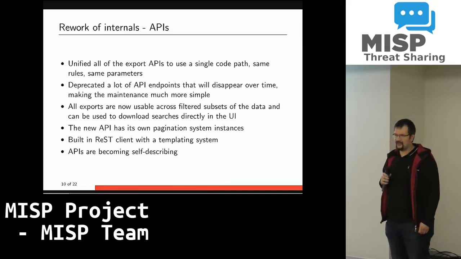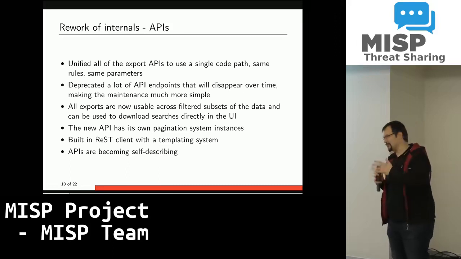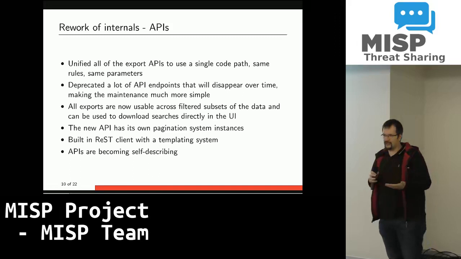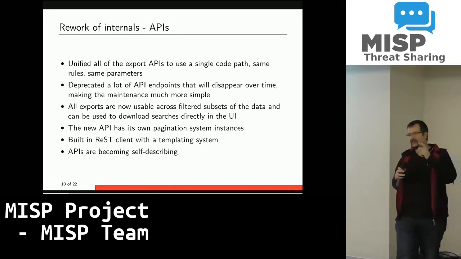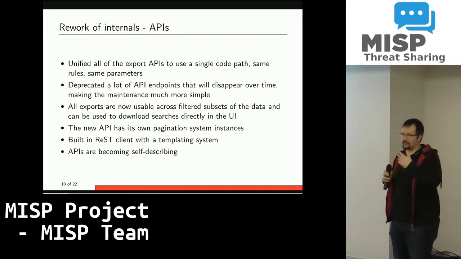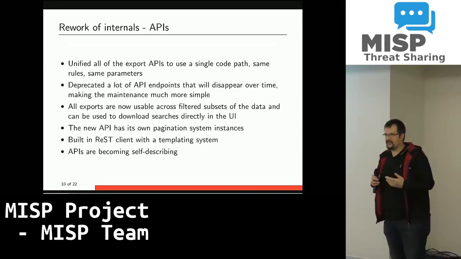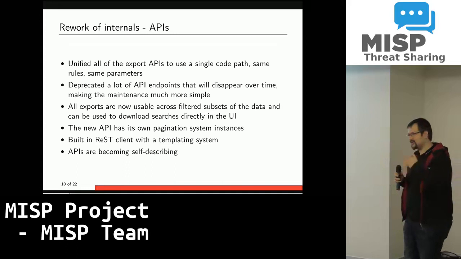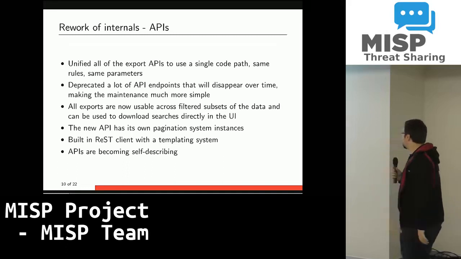So we have this REST client that is using templating, which means that you can select the endpoint that you want to query, and it will just give you the list of all the possible parameters, tell you which one is mandatory, which one is optional. You just fill out the ones that you want to do, and you can even directly export that query as a curl query or as a Python script. So that should make your life a lot easier when you're building integrations with your IDS or whatever other tool.